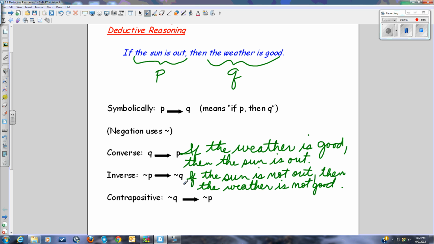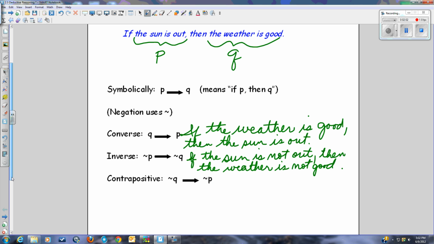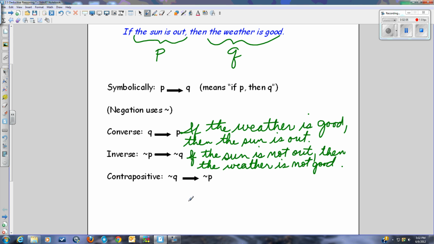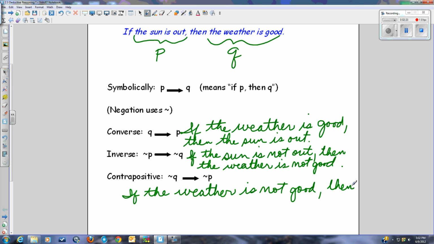And lastly, for the contrapositive, which is if not Q, then not P, we would say if the weather is not good, then the sun is not out.